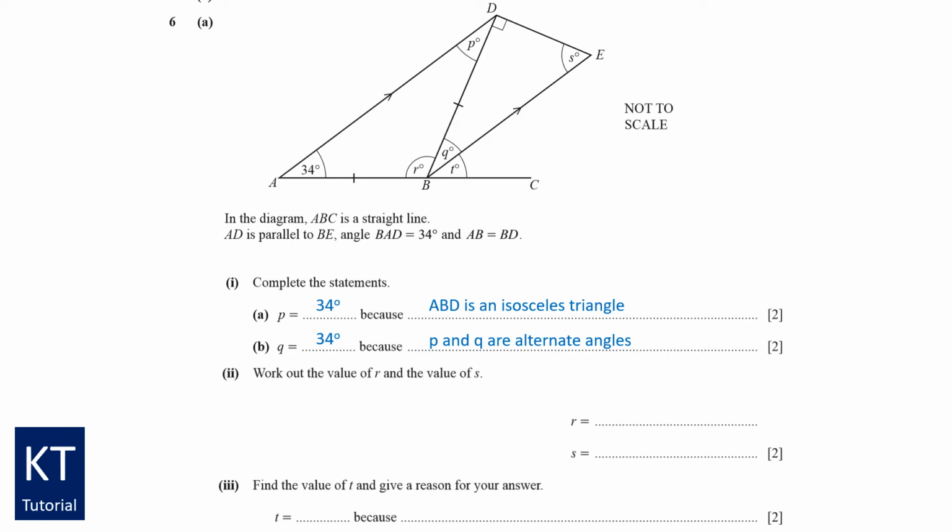Next, work out the value of R and the value of S. Knowing that all internal angles of a triangle sum to 180, R is 112. Likewise, S can be calculated as 56 degrees. Next, find the value of T and give a reason for your answer. T is 34 degrees because T and 34 degrees are corresponding angles.